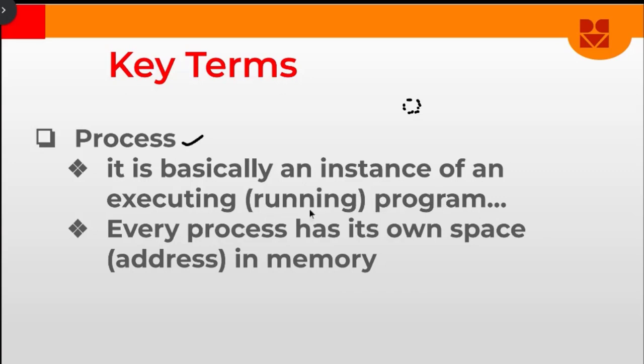But then we should know that every process has its own space in memory. Bear in mind, for the processor to run any process or task, it has to first store the task in memory, right? So the task is stored in memory, and then it goes from the memory and starts being executed by the processor. Keep that in mind. So basically, that's what a process is.